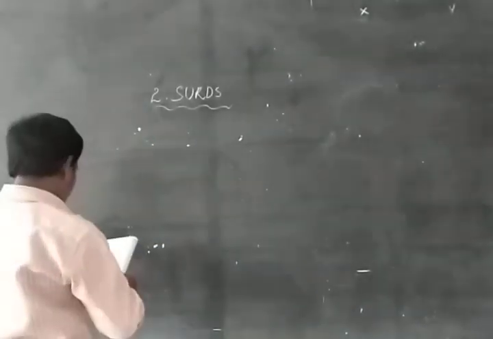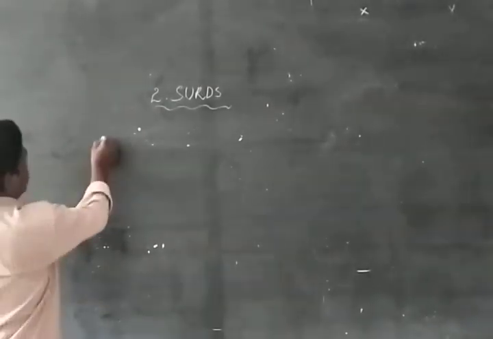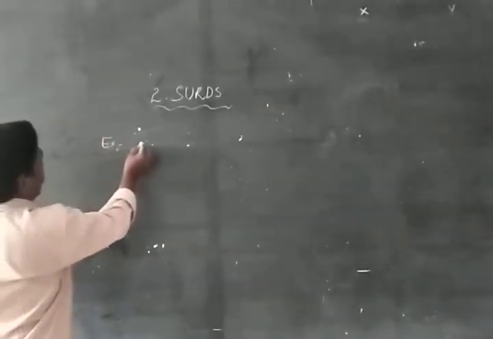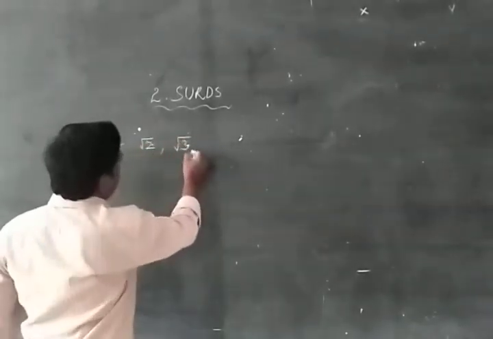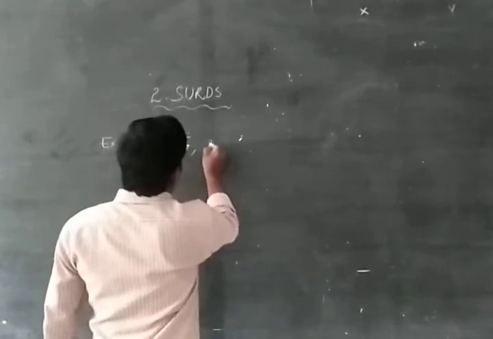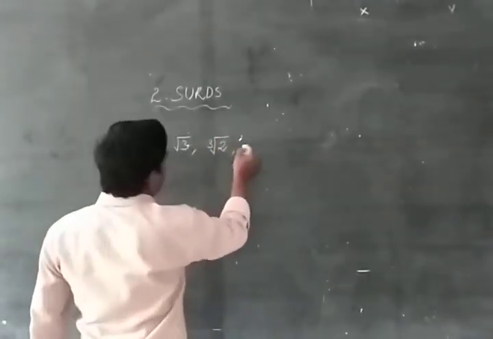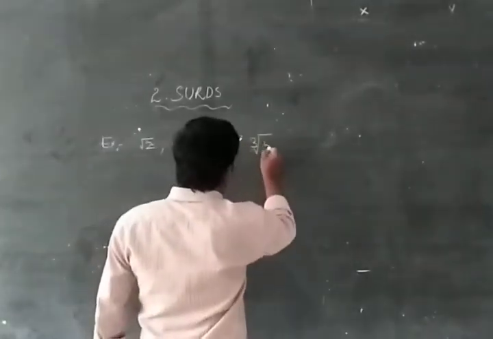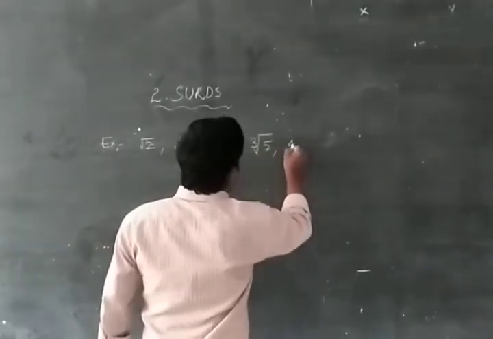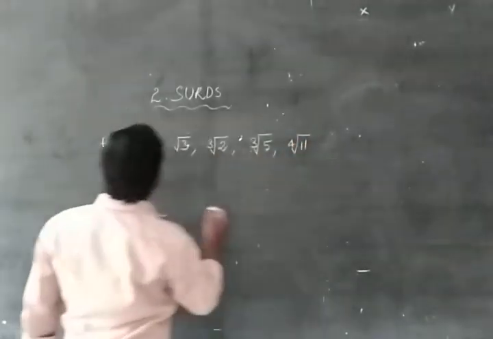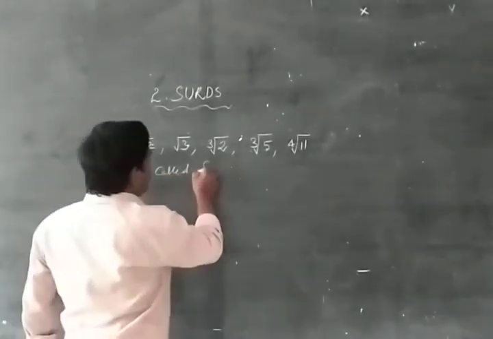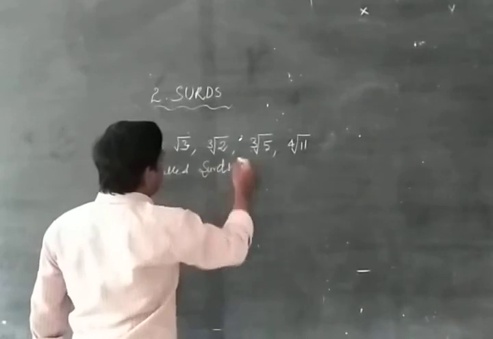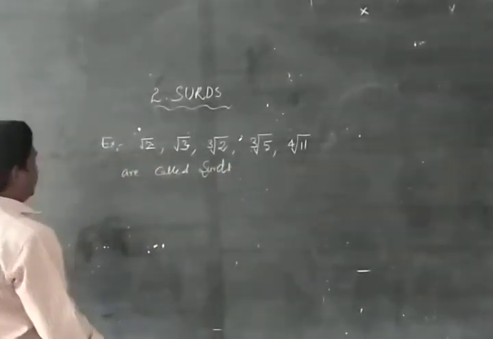Now, examples: root 2, root 3, cube root of 2, cube root of 5, fourth root of 11 are called surds.